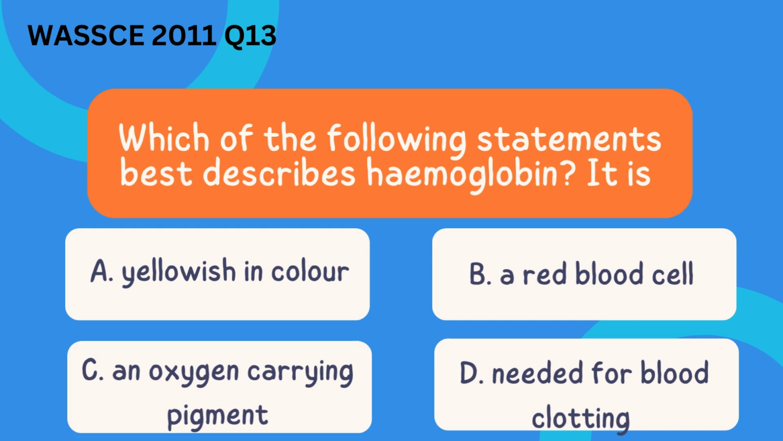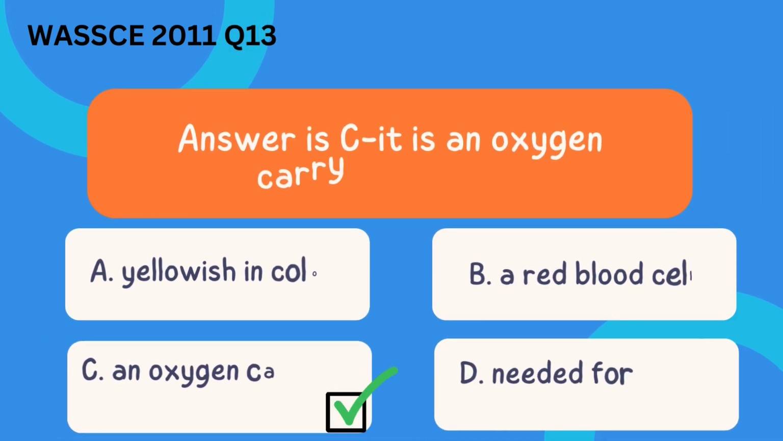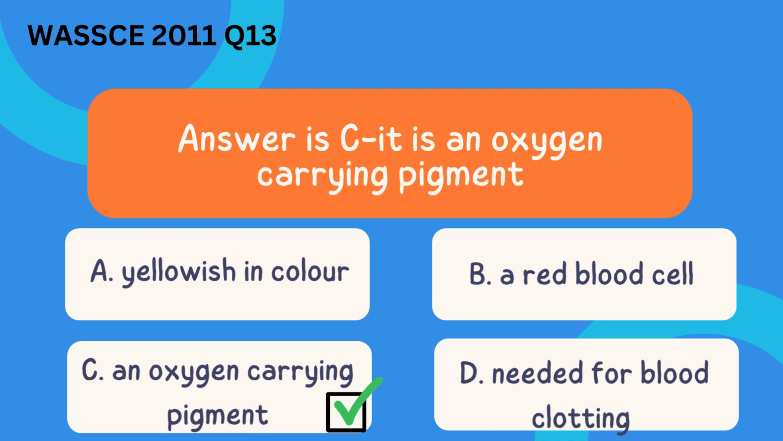The correct option is option C. It is an oxygen carrying pigment. Option A is wrong because the hemoglobin is red in color, and option B is wrong because it is not a cell. Option D is wrong because hemoglobin is not needed for blood clotting. It is the blood platelets.